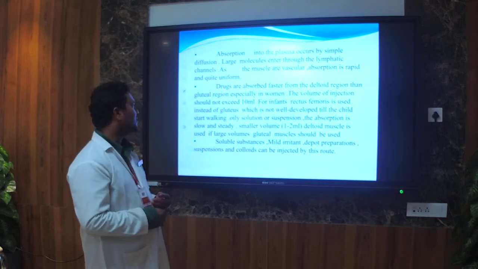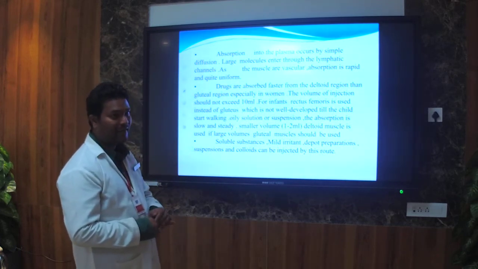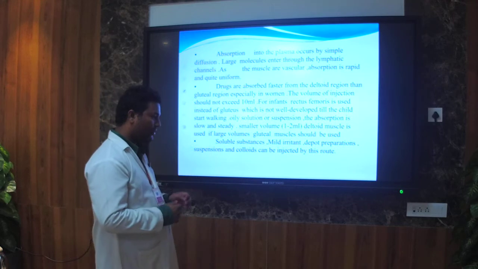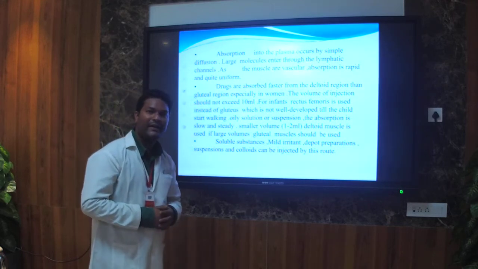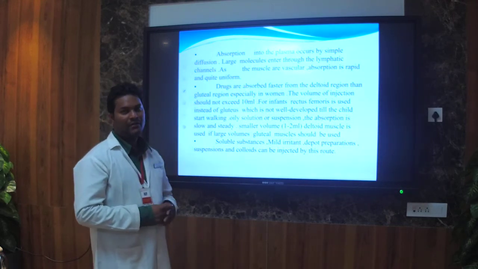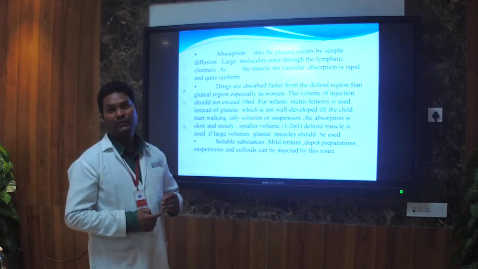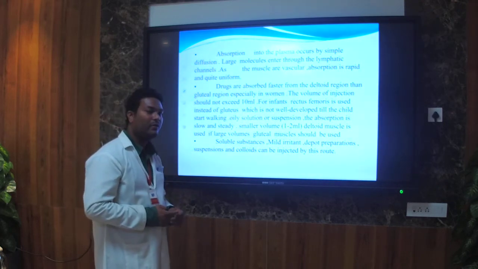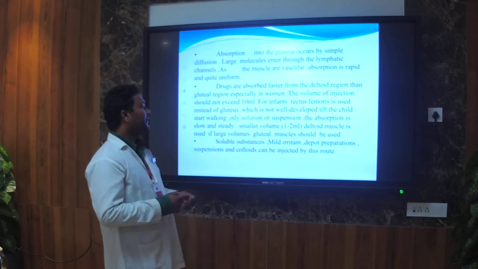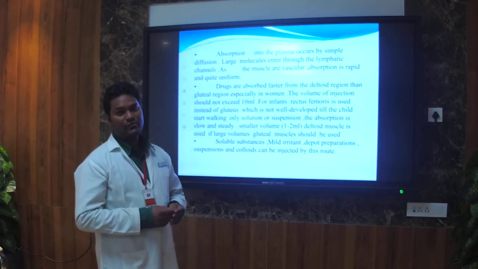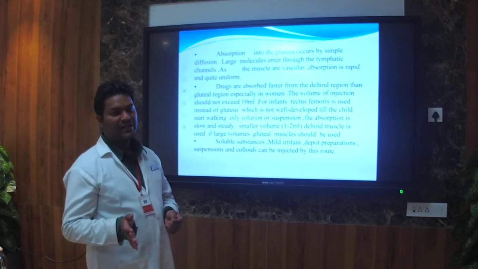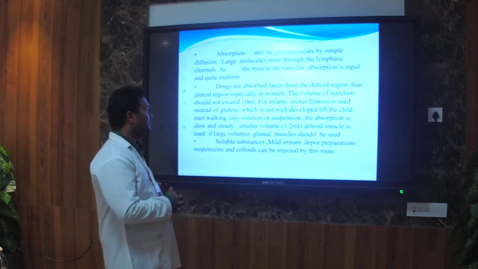The volume of the injection should not exceed 10 ml. So, we cannot have 50 ml of medication given into the intramuscular route. We cannot do that, because what will happen? It will be a very large quantity. So we use intravascular syringe pumps to administer such drugs.